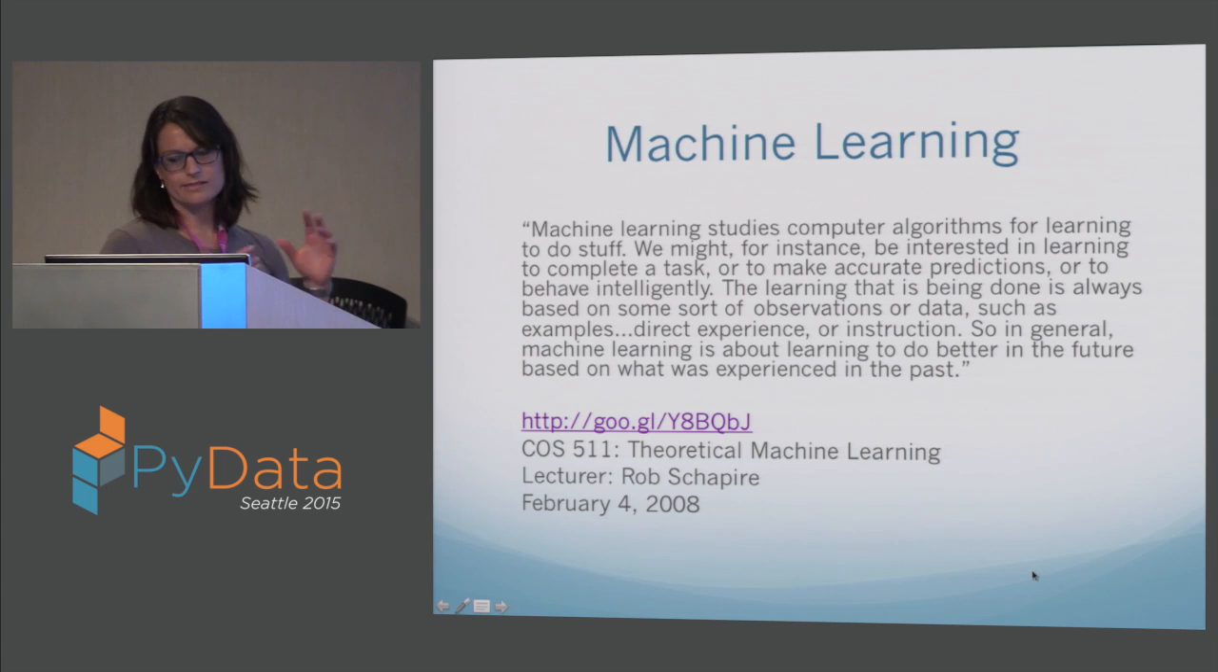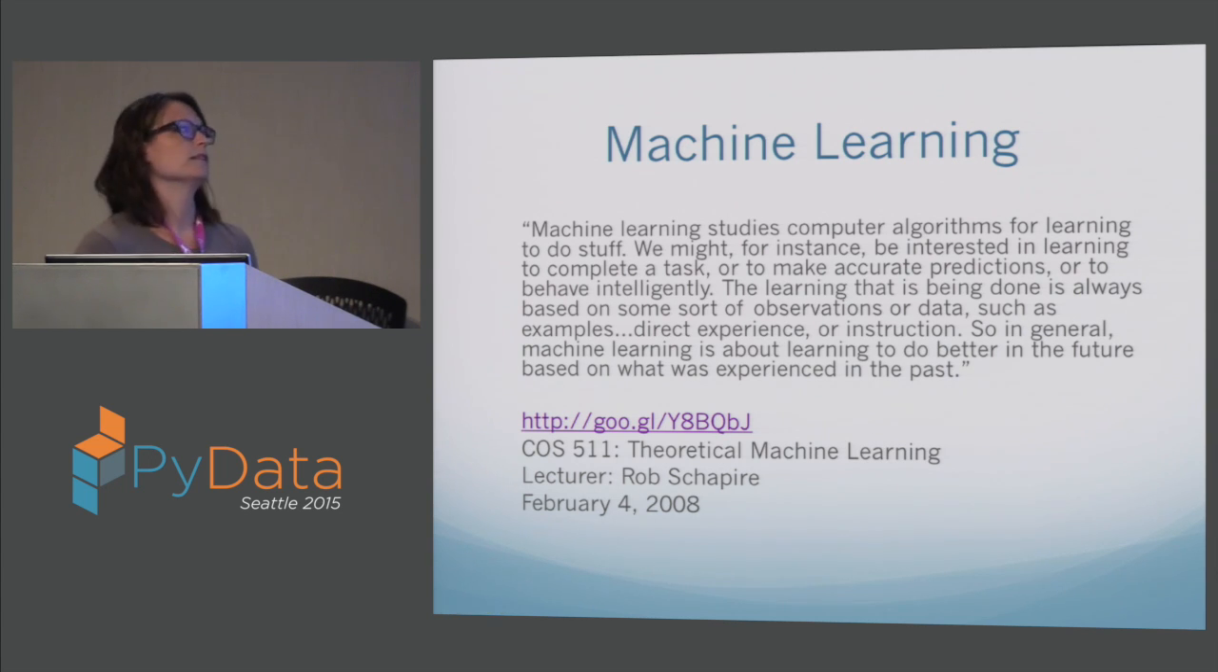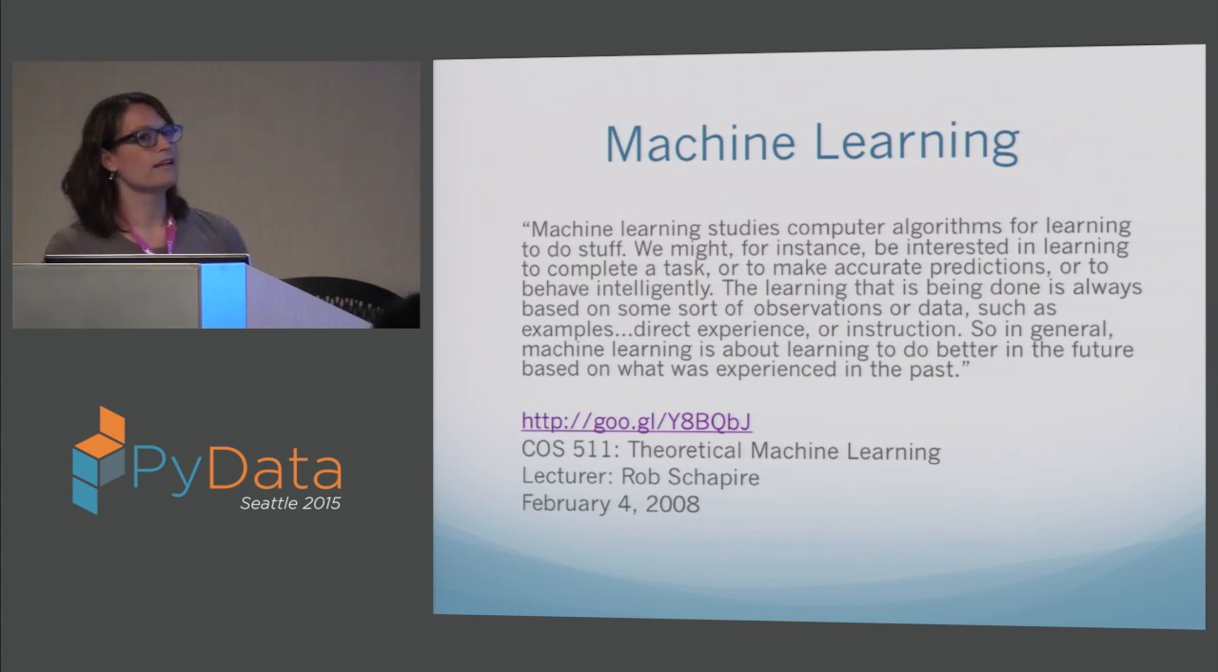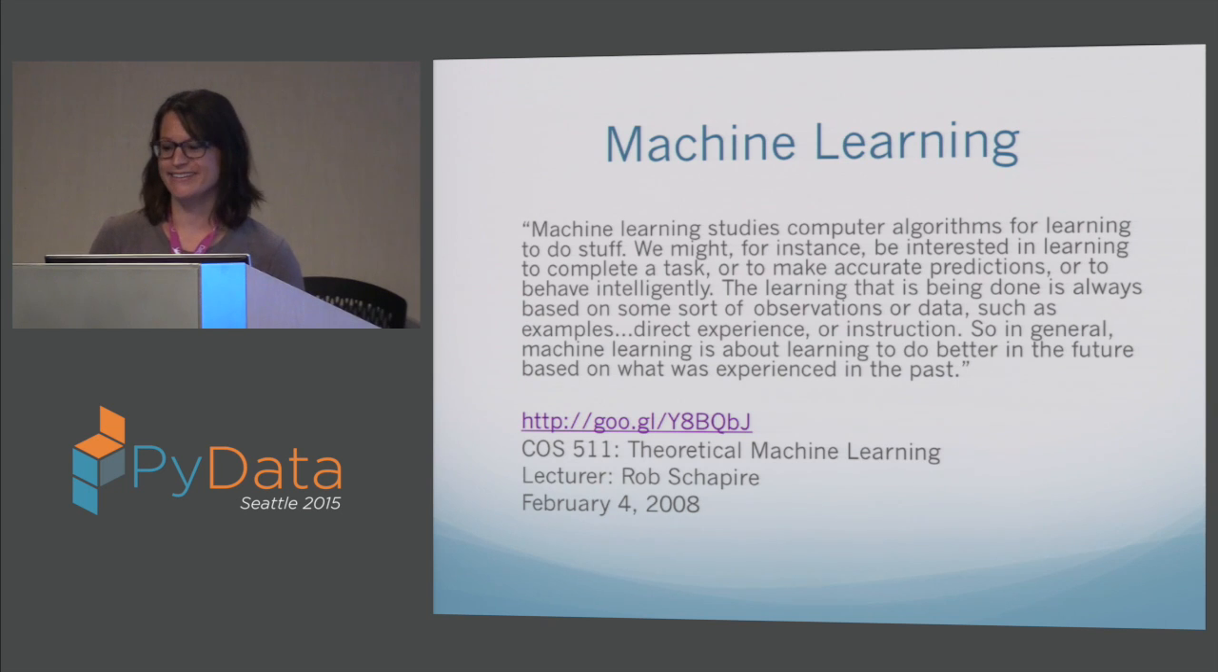So here I looked through dozens of definitions of machine learning, and I hated almost all of them because they were either really technical or just really dry. I found this from lecture notes, and I just thought it was a really human-friendly way to describe machine learning. So machine learning studies computer algorithms for learning to do stuff.